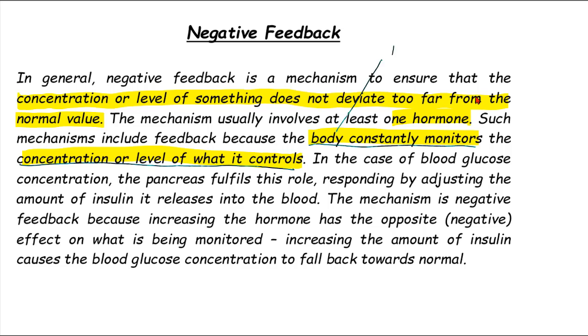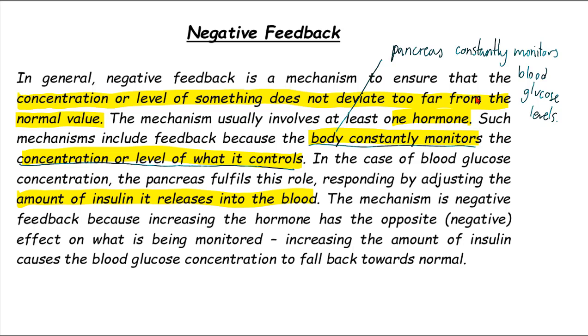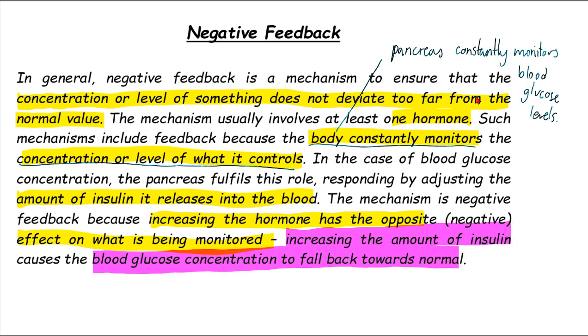So in this case, the pancreas constantly monitors blood glucose levels. In the case of blood glucose concentration, the pancreas fulfills this role, responding by adjusting the amount of insulin it releases into the blood. The mechanism is negative feedback because increasing the hormone has the opposite or negative effect on what is being monitored. So this is what it comes down to. Increasing the amount of insulin causes the blood glucose concentration to fall back towards normal.